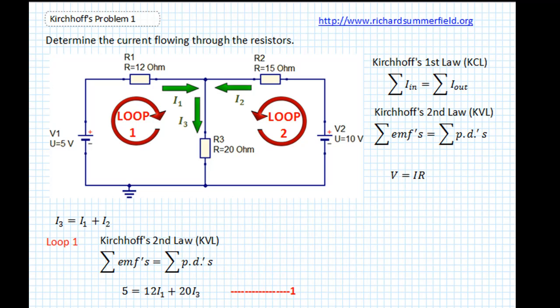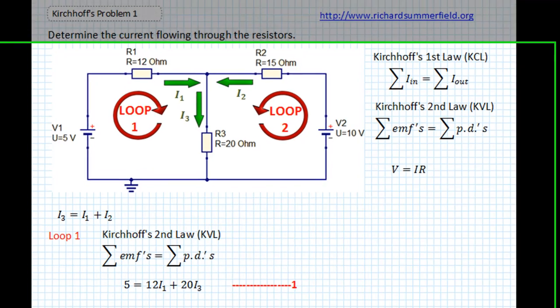Next we're going to do the same for loop 2, exactly the same. So let's write down what we would get for Kirchhoff's second law going around loop 2.